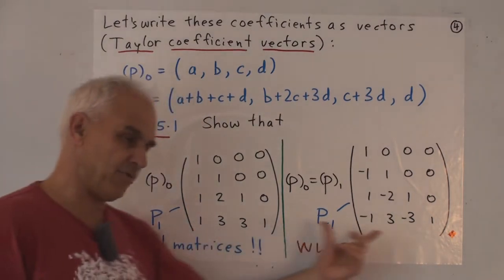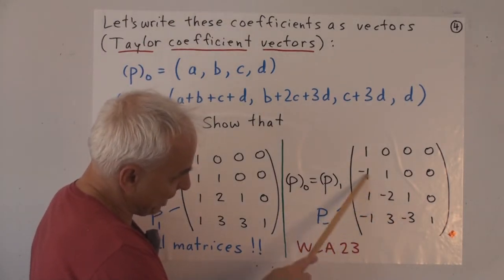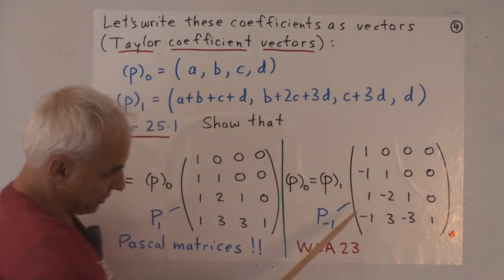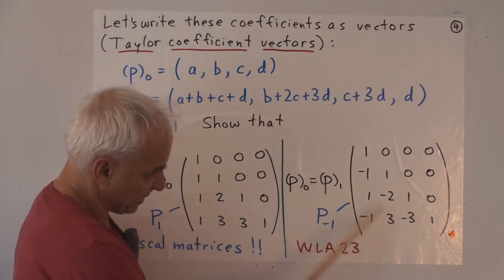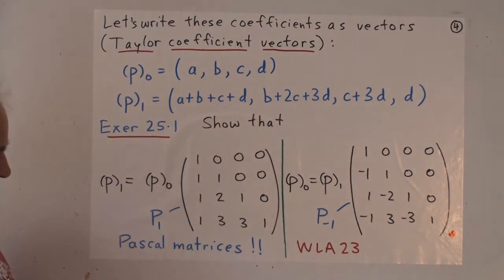It looks very much like this one, except that there is a minus sign appearing on this sort of diagonal just below the main diagonal. And then there's no minus sign for the next sort of subdiagonal here. And then there's another minus sign.